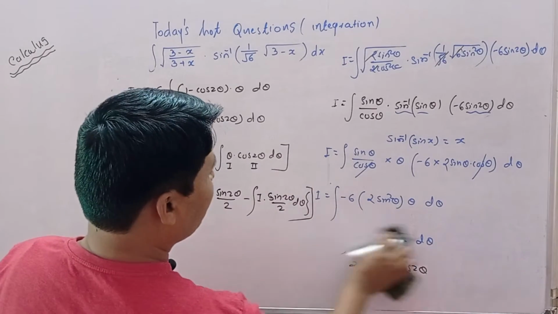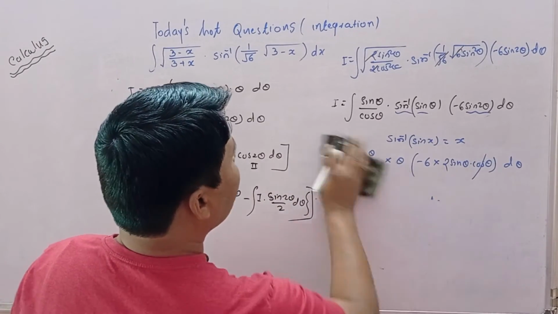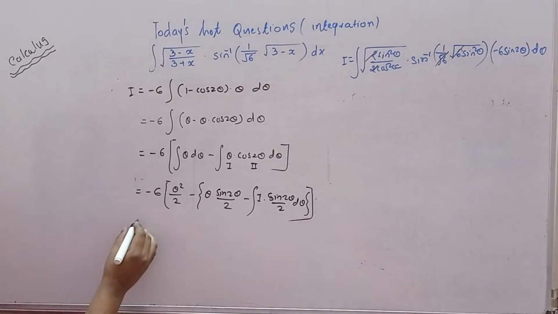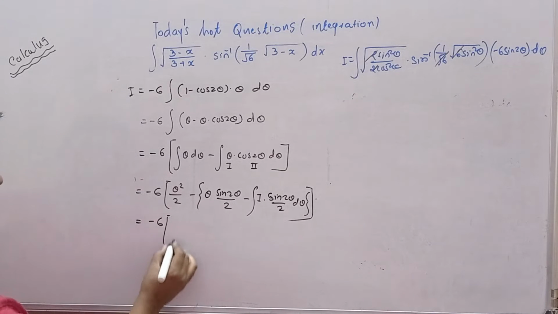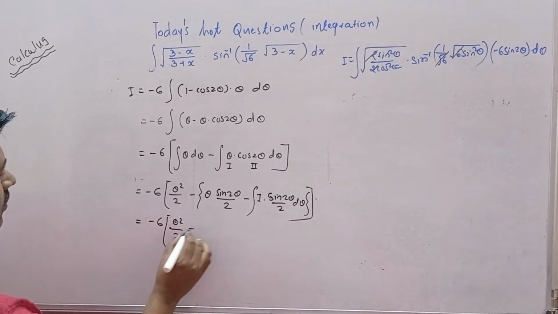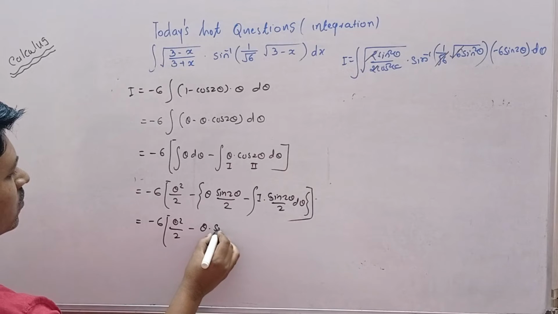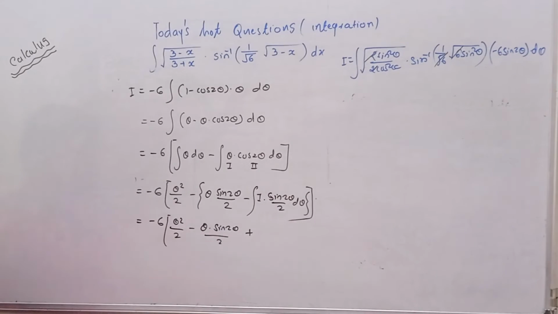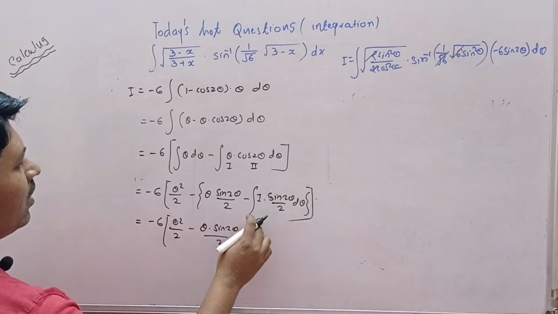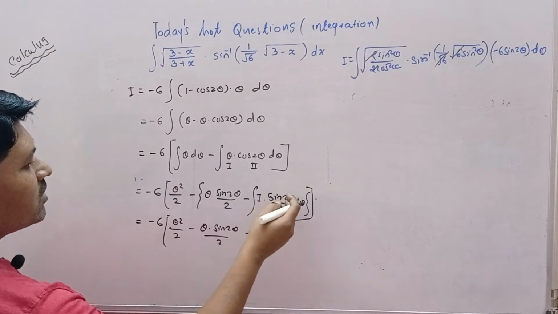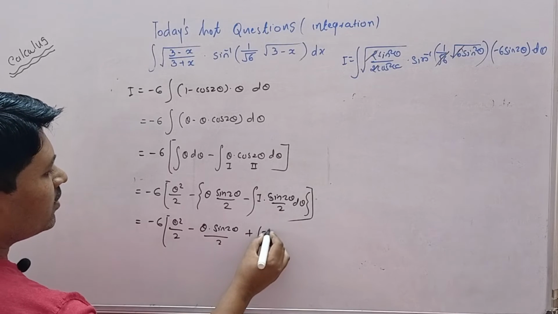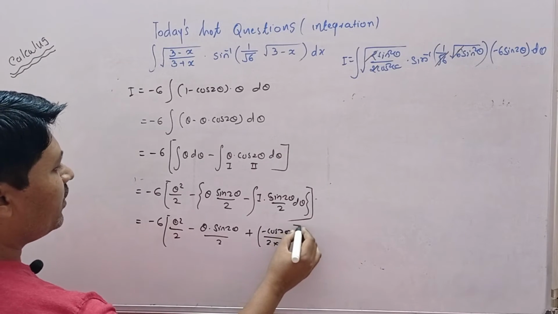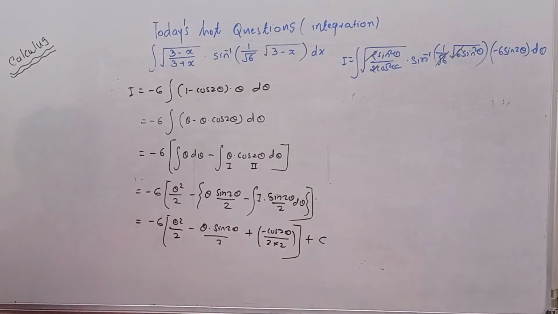Okay, and now this term can vanish here. Then this integration becomes minus 6 times theta squared divided by 2 minus theta into sin 2 theta divided by 2, then minus minus gives plus. Then the integration of sin 2 theta is minus cos 2 theta divided by 2, bracket complete, and plus C is the constant of integration.